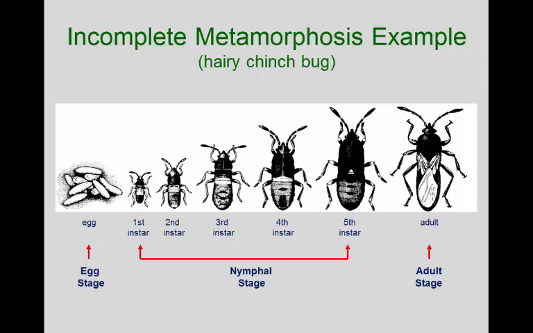The form that it takes between the molts is called the instar. Let me repeat that. The form that the immature takes between molts is called the instar. And for every insect, there's a set number of instars for that group of insects.